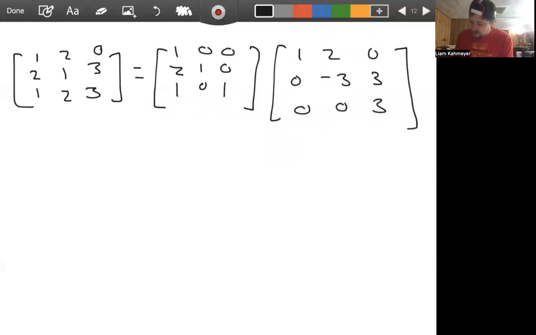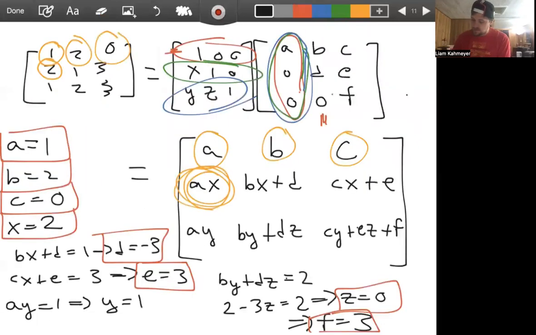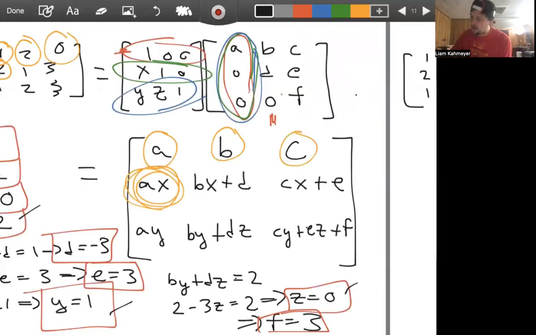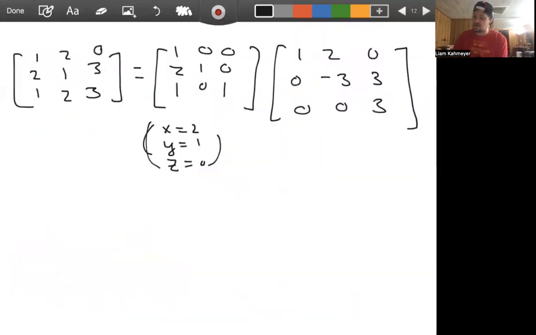Right? And this was because X equals 2, Y equals 1, Z equals 0. We found that out on the previous page. X equals 2, Y equals 1, and Z equals 0. And then we had A was 1, B was 2, C was 0, et cetera, right? And so we just went back to the top step there and filled in what all these unknowns were. Cool. Now, how do we use this to solve the system?